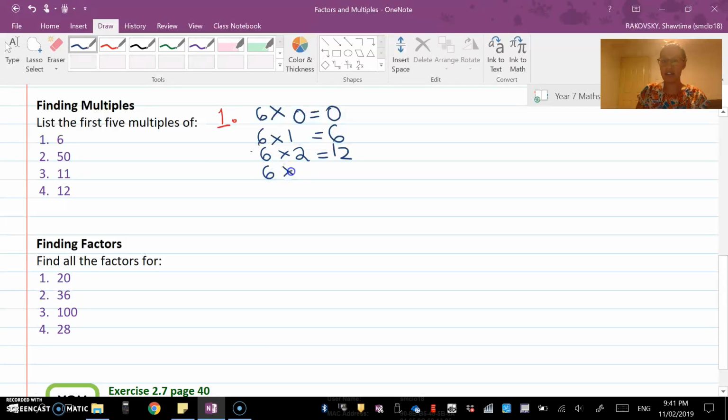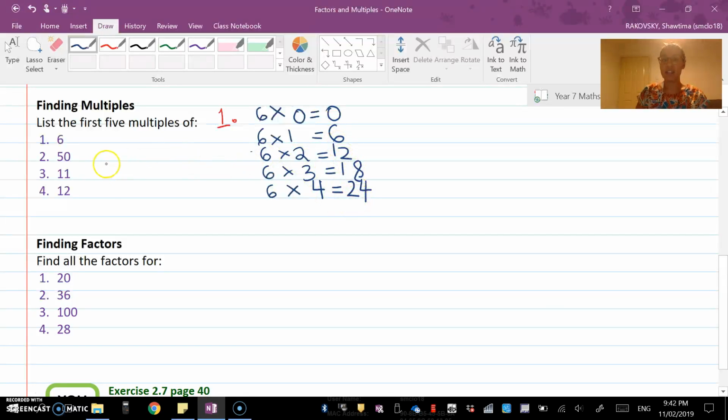And I think you get the drift. So all of these are multiples of 6 because it is 6 being multiplied by another number. And what we can do is you can see 0, 6, 12, 18, 24.